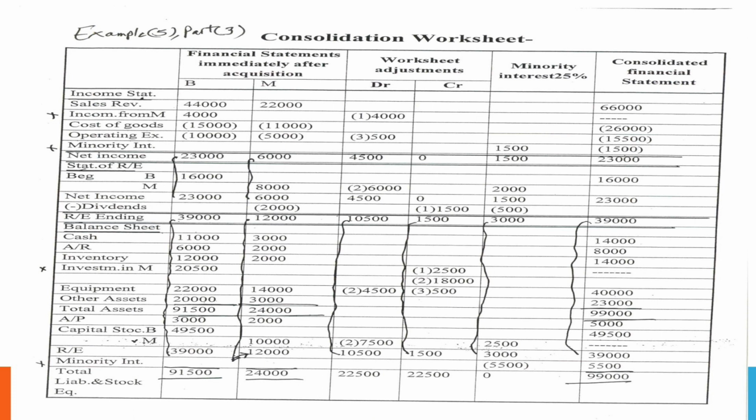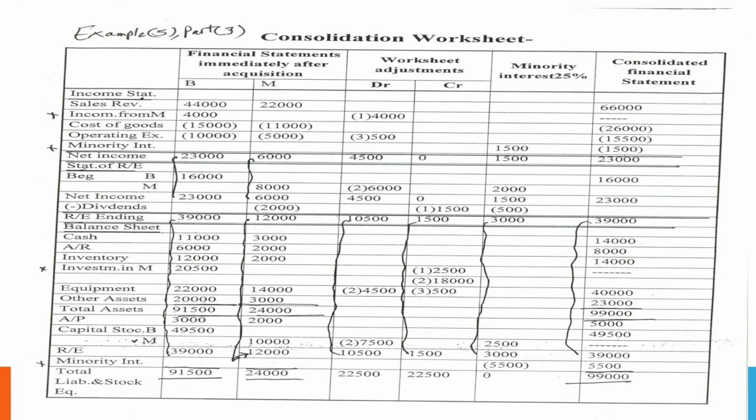Put an X beside it because it shows you what this is about, okay? Equipment, net of depreciation, 22,000, and the other assets here, 20,000. Equipment for company B is 22, company M, 14,000, and other assets, 20,000 and 3,000. That's page 29. We'll talk about the last lecture in this part 3. We didn't finish total assets.